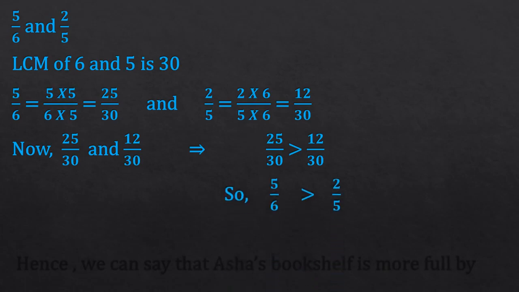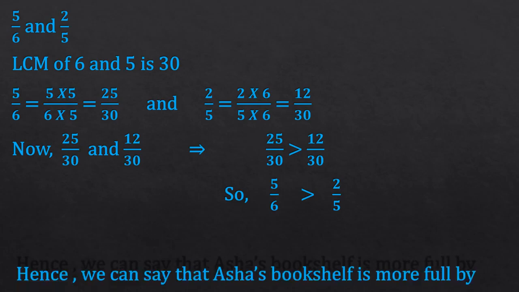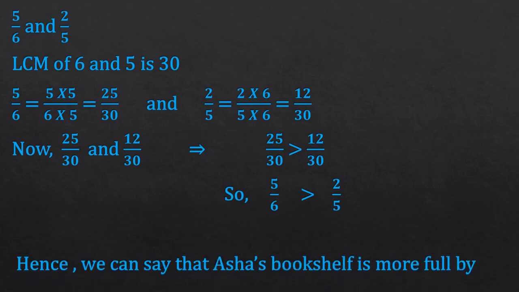And 5 upon 6 is the fraction of Asha's bookshelf. So we can say that Asha's bookshelf is more full. Then it is asked one more question: by what fraction? So we have to find out by how much Asha's bookshelf is more full. From the bigger fraction, now we will subtract the smaller one. That is 5 by 6 minus 2 by 5.